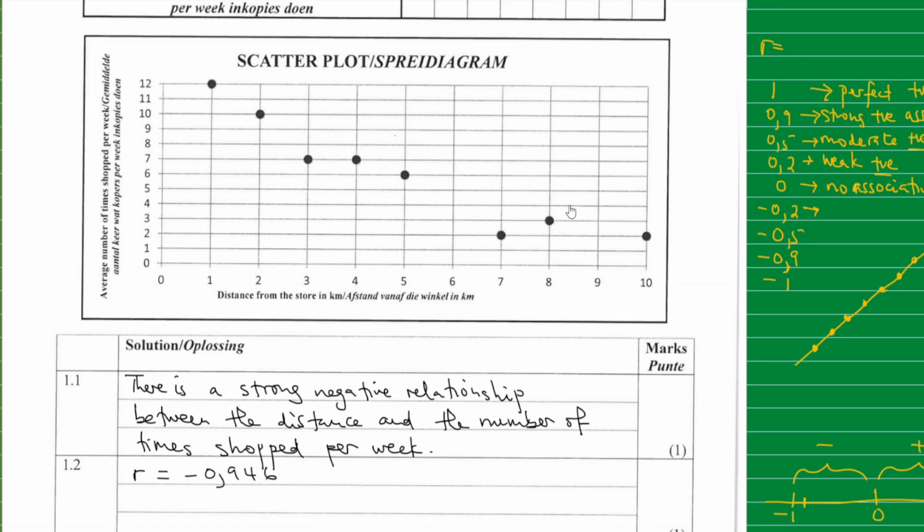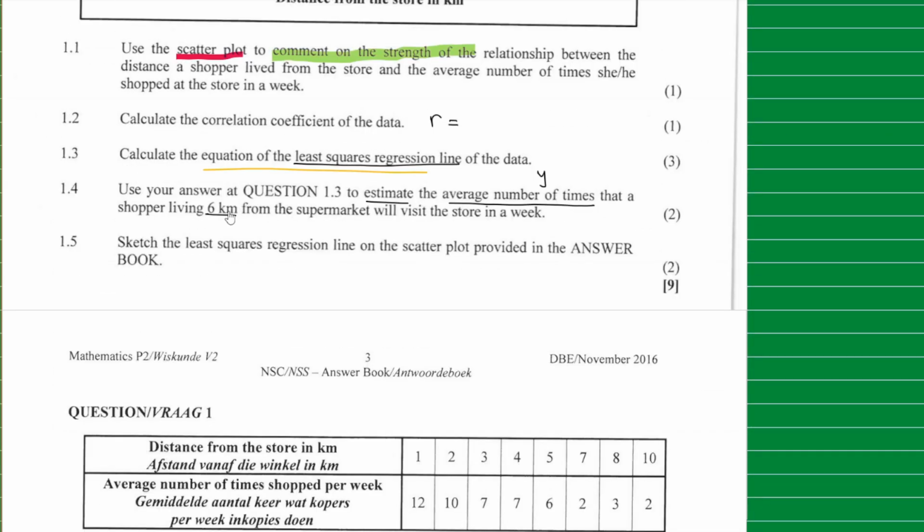Now then we have got the last question. Sketch the least squares regression line on the scatter plot provided in the answer book. This is one of the reasons why I chose this question. Sometimes they can ask you to sketch the least squares regression line on the scatter plot. So we are given the scatter plot here.